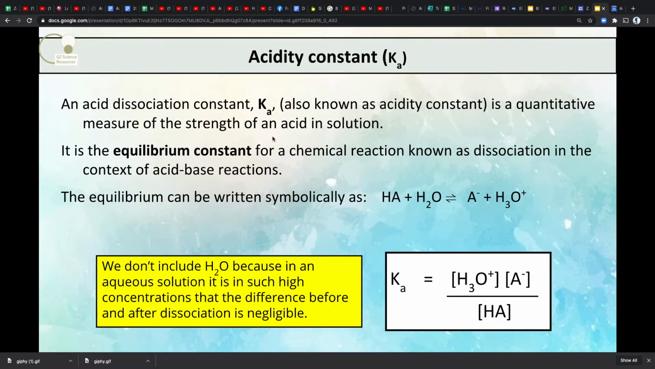So our products are the conjugate base of that weak acid, and that's represented by the symbol A minus. So A minus is the conjugate base of that weak acid after it's lost its acidic proton. And hydronium is obviously produced because it is an acid. And that's divided by the concentration of our reactants. We don't include water, we know that, but we do include the weak acid, of course.